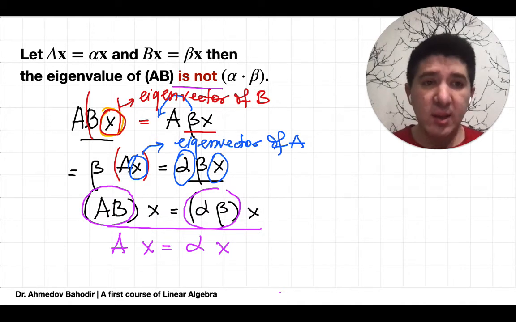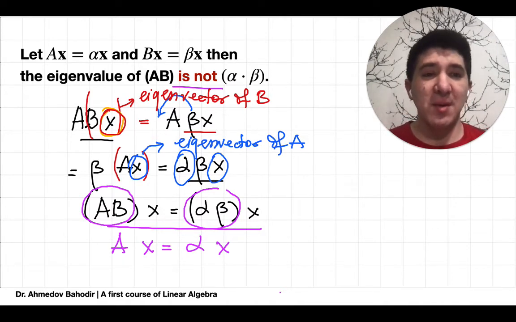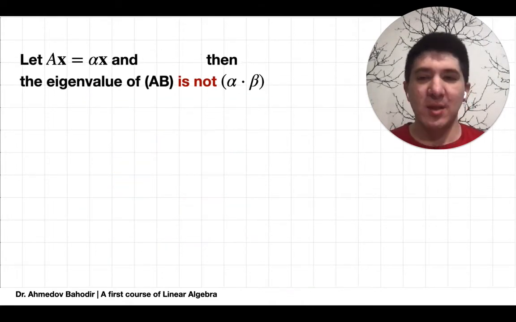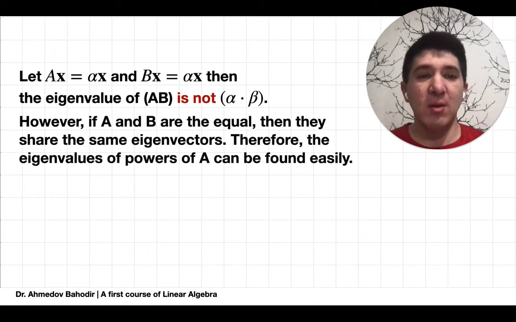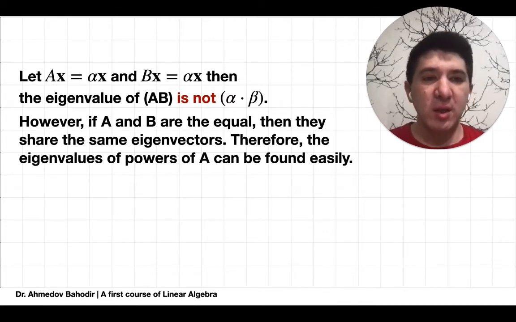But there are cases where all of the eigenvectors of A are going to be the same as all eigenvectors of matrix B. This is when A is equal to B. So when A is equal to B, they are going to share the eigenvectors. It is obvious that they're going to have the same eigenvectors, but we can use this in order to understand how the eigenvalues are going to change, or how we can find the eigenvalues.